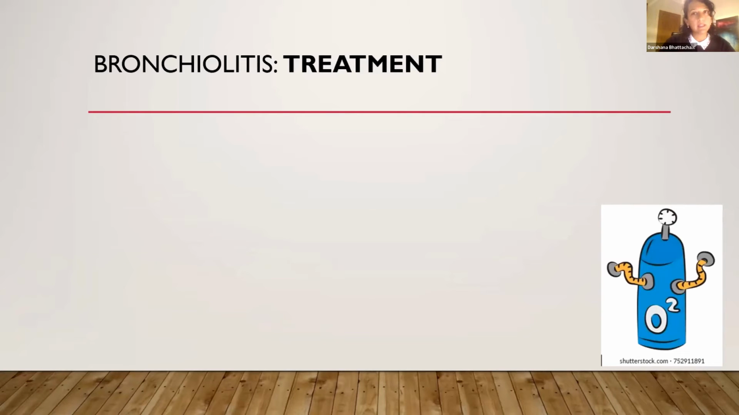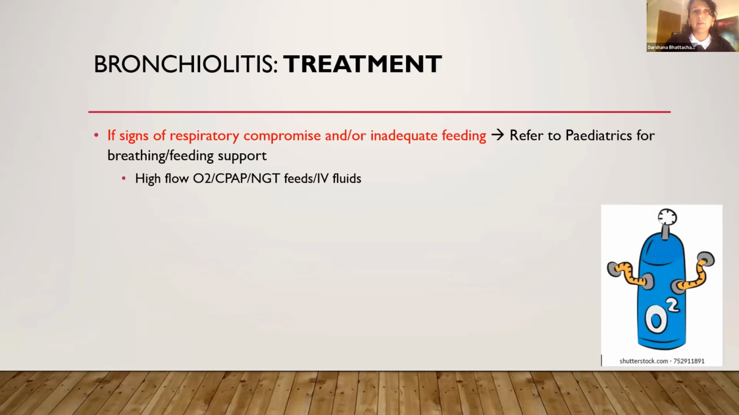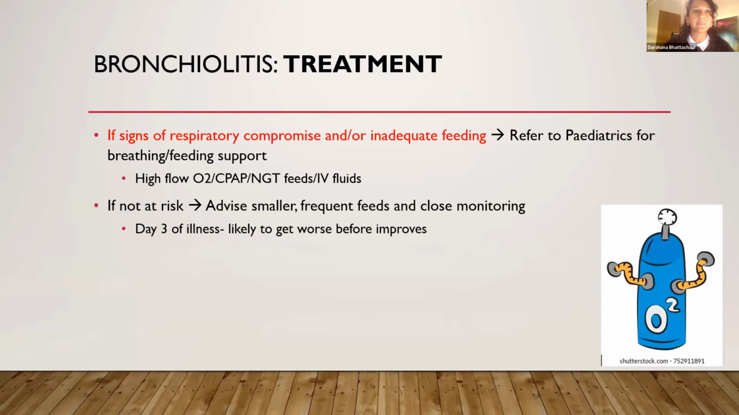Treatment for bronchiolitis is supportive. Obviously, as I mentioned, if there's signs of significant respiratory compromise, then you do need to refer to the pediatric team in hospital for support, either with high flow oxygen. If they're really struggling, they might need CPAP. And if they're not able to feed orally, then they might need nasogastric tube feeds or even intravenous fluids in some situations, particularly if they're needing a high degree of respiratory support.